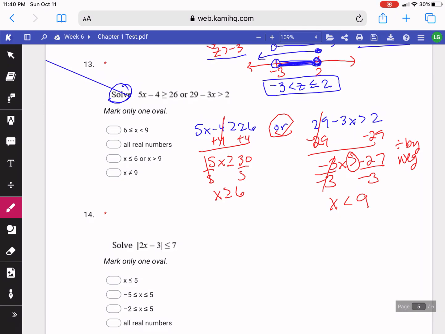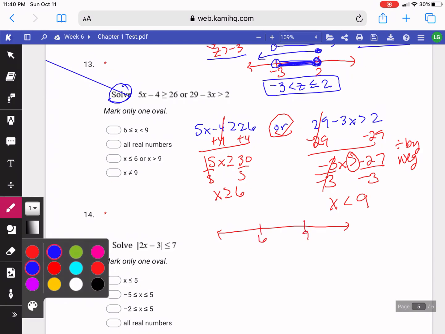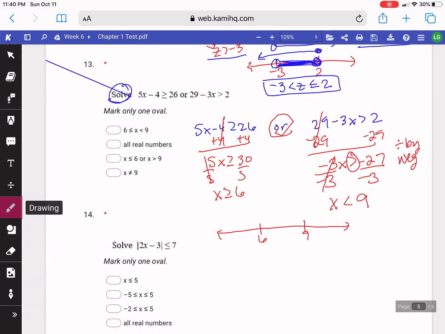So I'm going to set up my number line. I have 6 and 9. And since this is an OR, you graph them on the same number line already. So x greater than or equal to 6 would be shaded to the right. And x is less than 9 would be unshaded to the left. So here, everything ended up shaded. Remember, when everything ends up shaded, your answer is all real numbers.